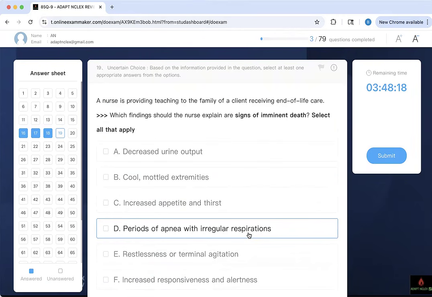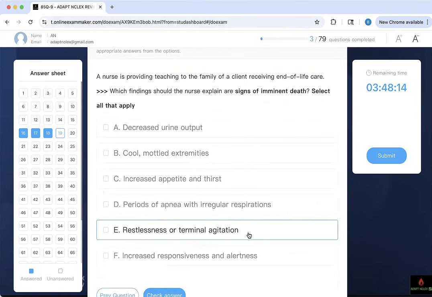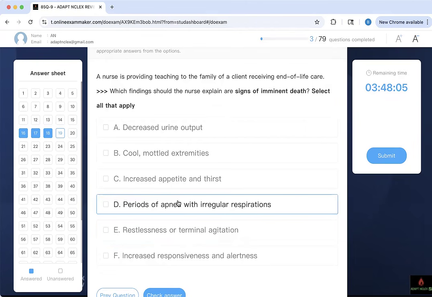Number 19. Let's continue with the end of life care question. And this is just to consolidate everything. Which findings should the nurse explain as signs of imminent death? How do I know this patient who is in end of life care is about to die? Select all that apply. At a certain time, a few minutes before you're about to die, there are specific things that happen physiologically. That's what the question is asking.